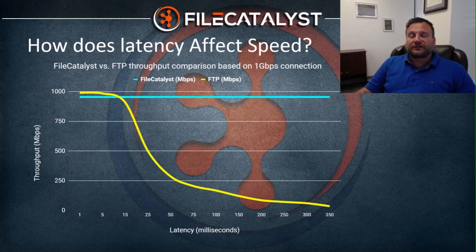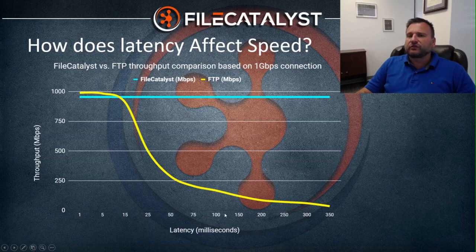So how does latency affect speed? Here you have a graph. This is based on a gigabit connection. And here you have your latency, in milliseconds. This is how long a packet of data takes to do a round trip. For example, if I'm sending from Toronto to Paris, I'm going to have about 120 milliseconds of latency, so I would be somewhere around here.